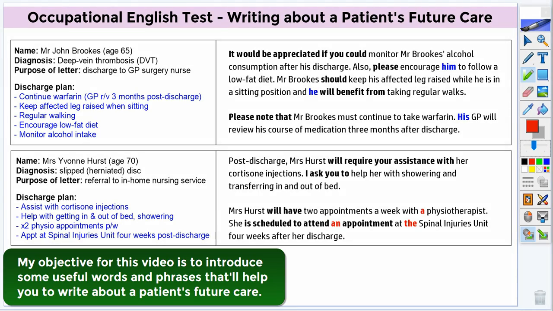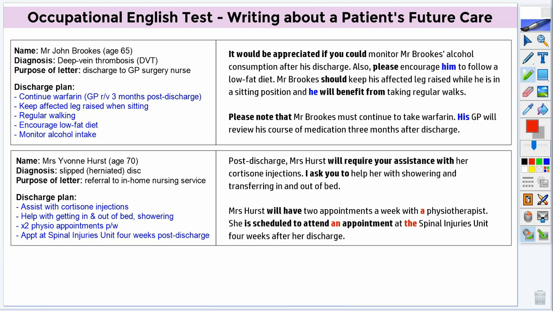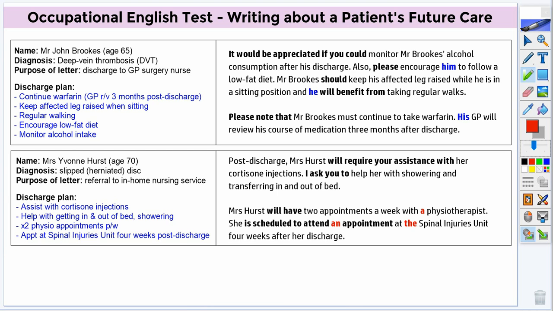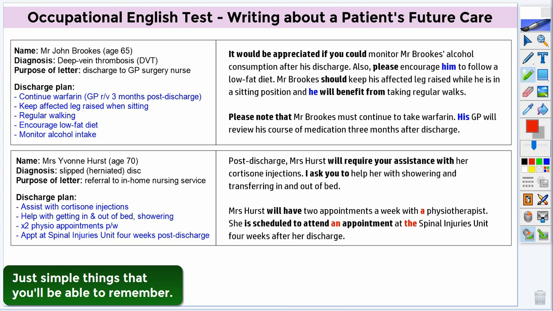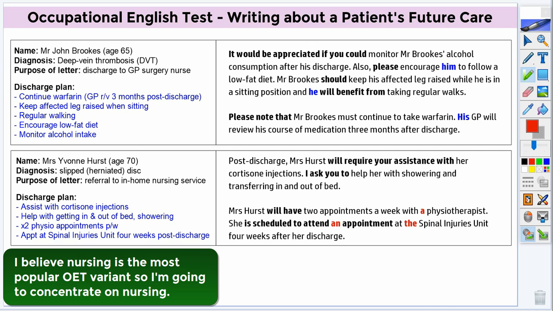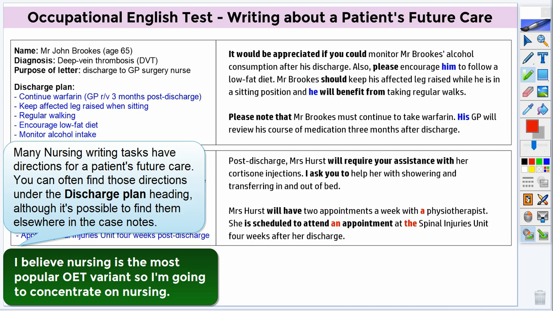My objective for this video is to introduce some useful words and phrases that will help you to write about a patient's future care. I'm not going to teach posh words or complicated phrases, just simple things that you'll be able to remember. I believe nursing is the most popular OET variant, so I'm going to concentrate on nursing.